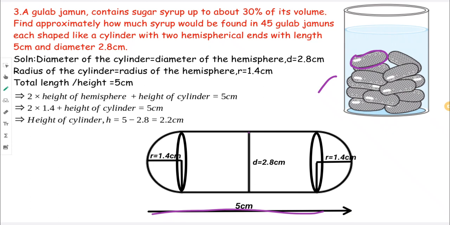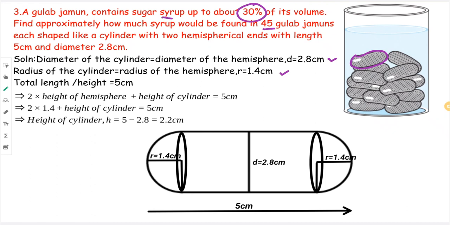So remember, the diameter of the cylinder equals the diameter of the two hemispheres. So they have the same diameter, which means they will also have the same radius. So you can see 2.8 and radius will be 1.4, right? So here what do we have to find? We'll try to find first the volume of one gulab jamun. Once we find that, we'll have to multiply with 45, right? And remember that they said that one gulab jamun only contains 30% sugar syrup, the sweetness.